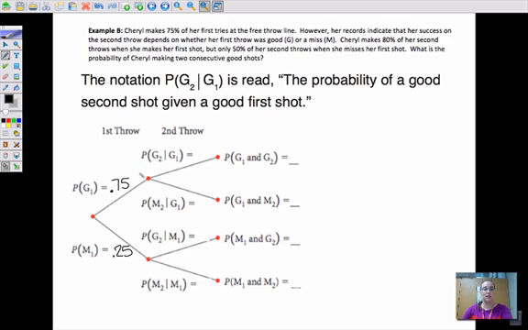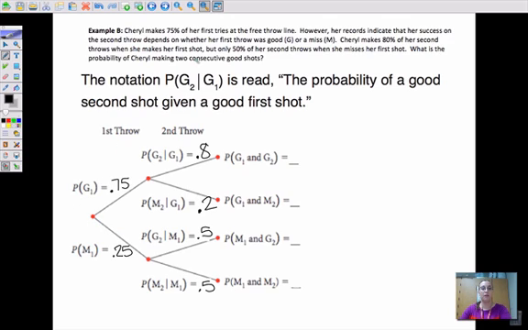So if she does make the first one, then the probability of a good shot given a first good shot is 80%. Which means 20% of the time she misses once she's gotten a first shot good. And then when we go down here, it says she only makes 50% of her second throws if she misses. So she's got a 50-50 chance of a good or a miss if she misses the first shot.